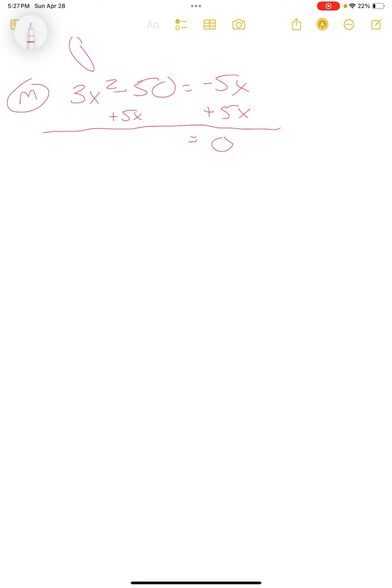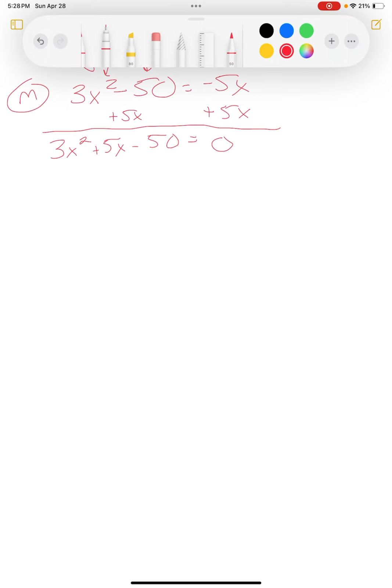That 5x isn't going to get combined with anything because I have an x squared term and a number. So it's going to go just in the quadratic, and I want to make sure it goes in the middle because that's where the x value is. So our problem now reads 3x squared plus 5x minus 50 equals 0. So from that, we'll be able to say that our a value is the 3, our b value is positive 5, and our c value is negative 50.